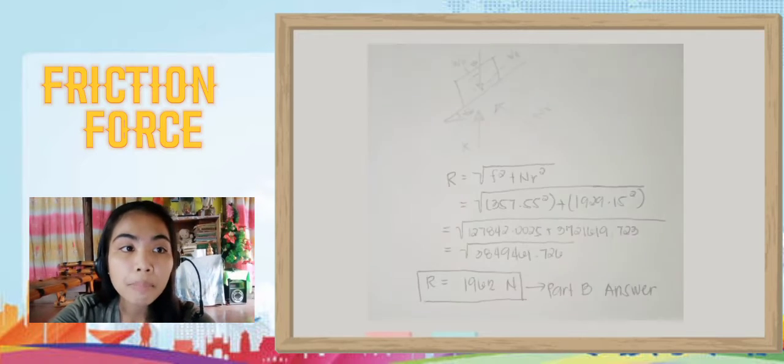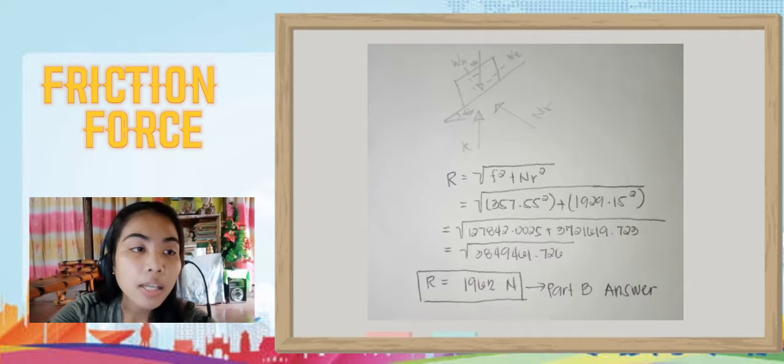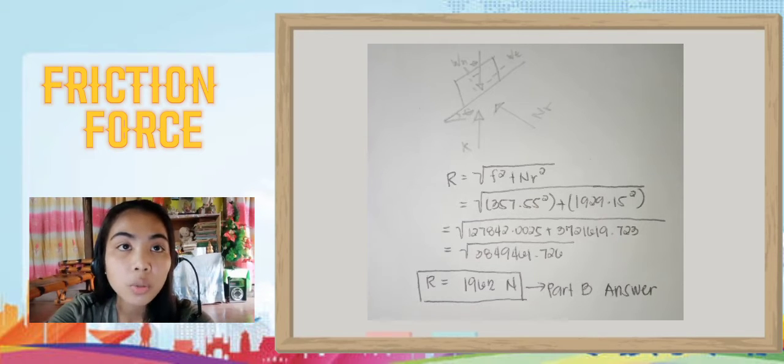Sa part B naman, compute the total reaction at the surface. Just simply the reaction, or R, is equals to the square root of F squared, which is the force squared, plus the normal reaction squared.